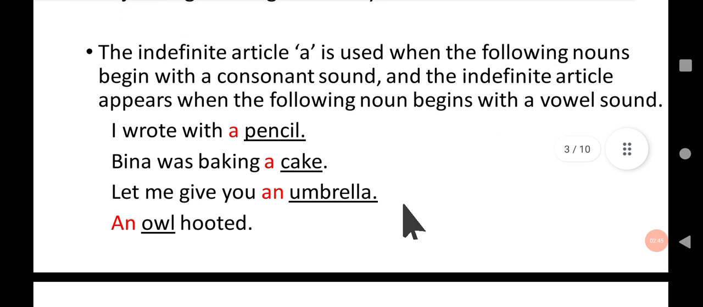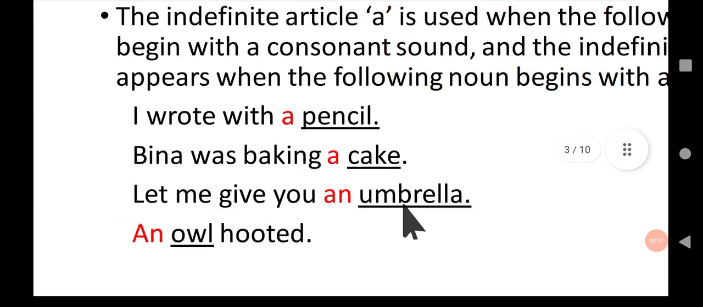If you look at these four examples: I wrote with a pencil, Bina was baking a cake, let me give you an umbrella, and an owl hooted. If you look at this, a pencil, a is followed by the consonant sound p. So here we can use a. Next, the noun here is cake. Okay, that is starting with a consonant sound again. So with that, you have to use the article a.